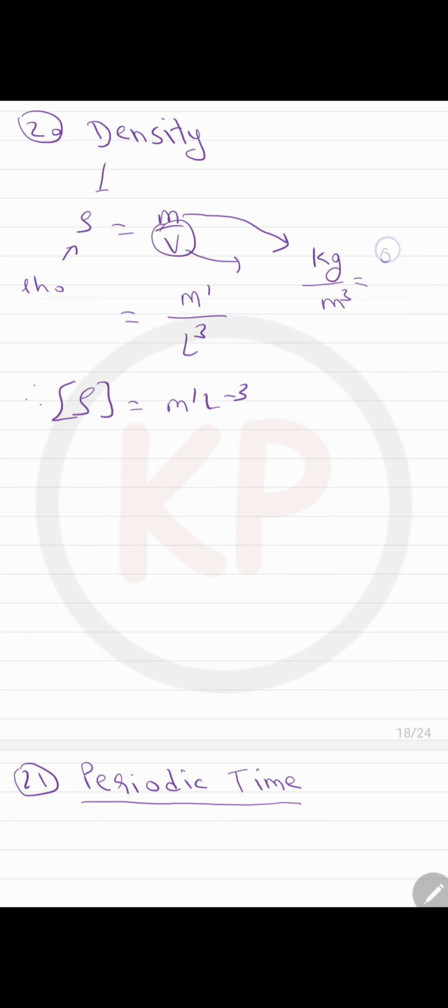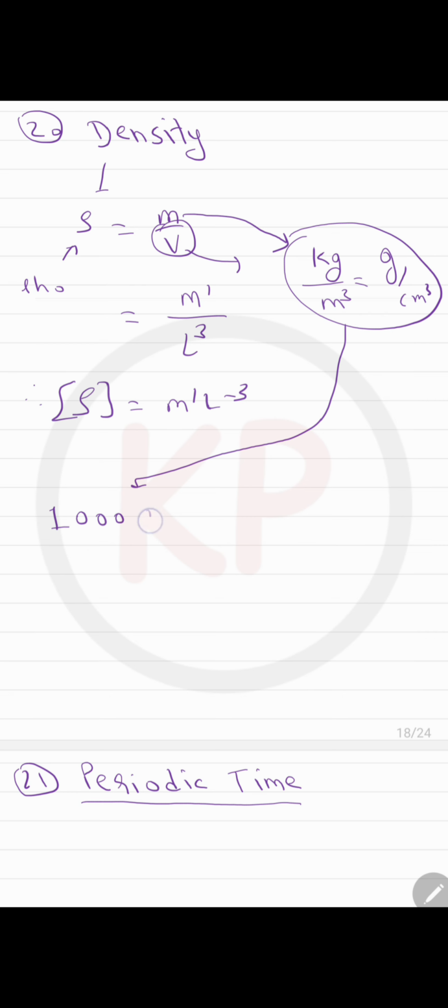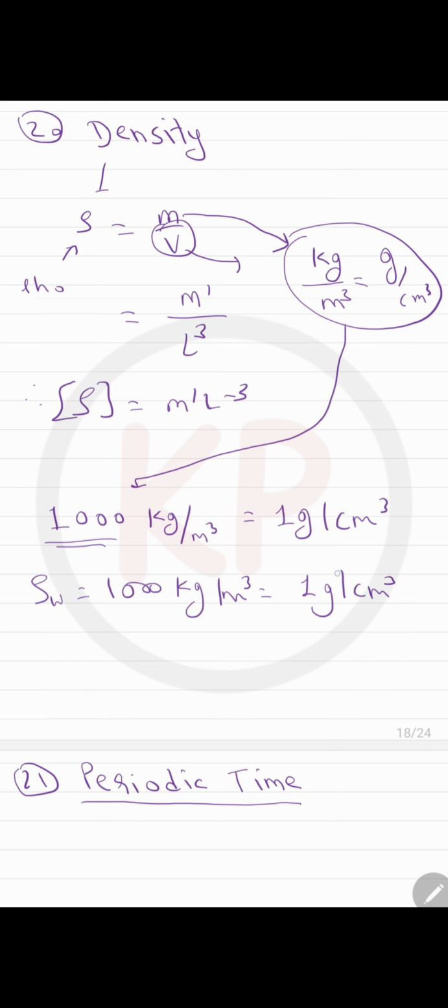One more unit is gram per centimeter cube. There is a relation between these two. The relation is 1000 kg per meter cube is equal to 1 gram per centimeter cube. You might have studied this also, like water. The density of water is 1000 kg per meter cube, which is equal to 1 gram per centimeter cube.